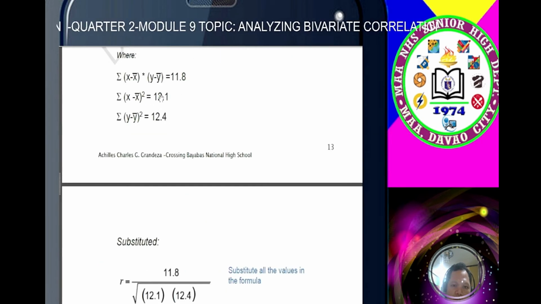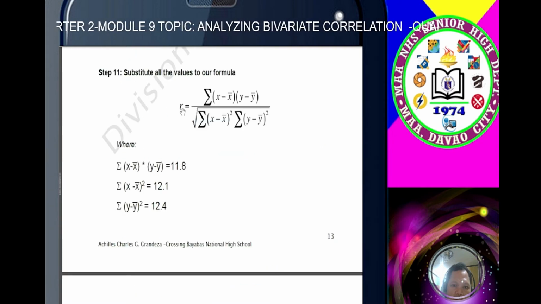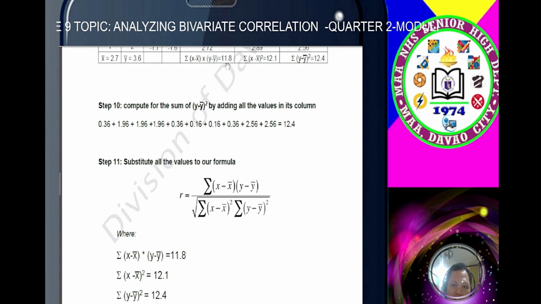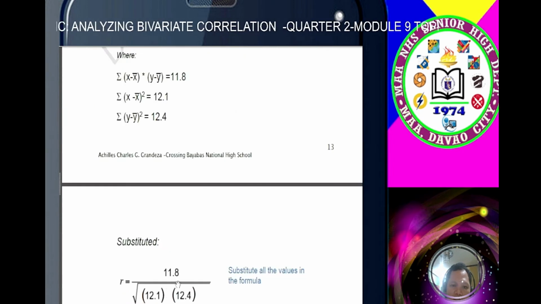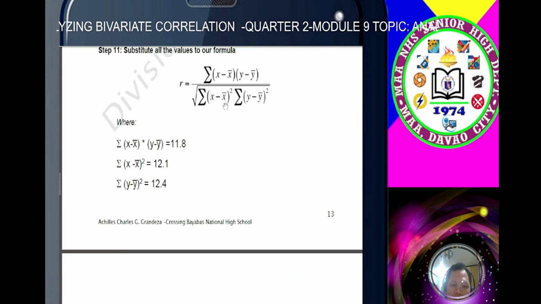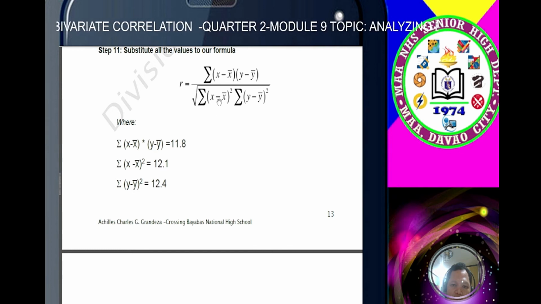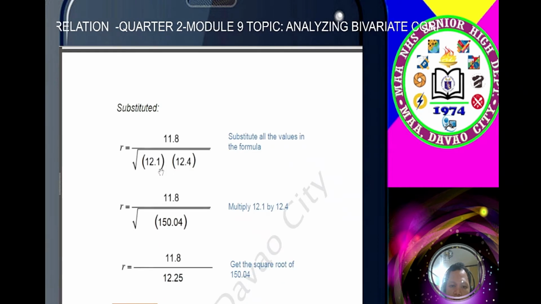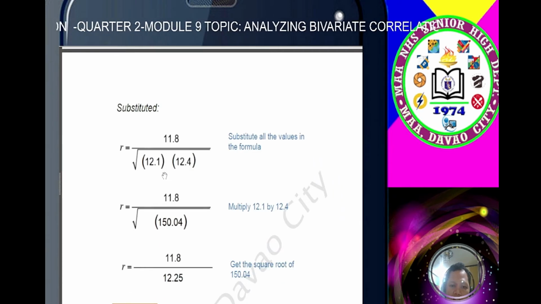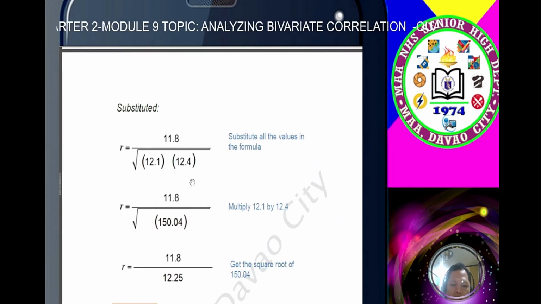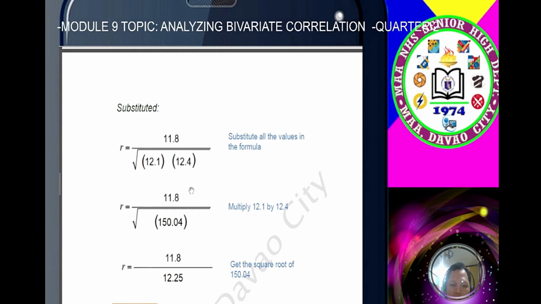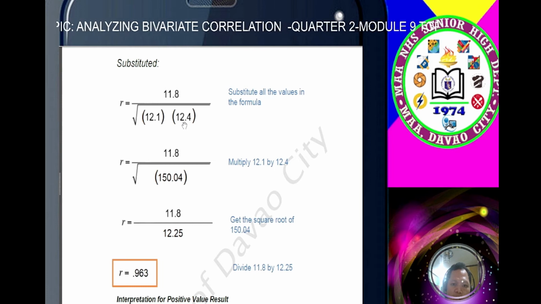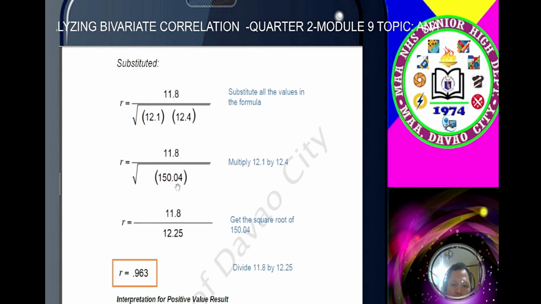Okay, so here's the product. Here's the answer, 11.8. Then next is the summation: here's the answer, 12.1 and 12.4. You substitute. I hope you can follow the computation. So 11.8; multiply 12.1 times 12.4, which is 150.04.